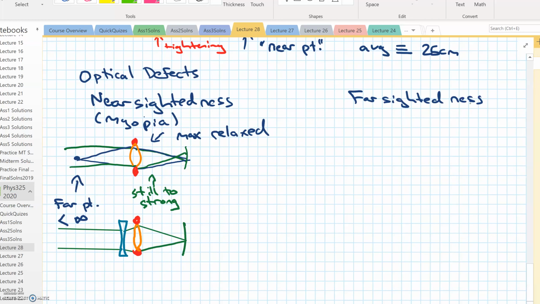You can easily see objects at infinity, but maybe your eyes have to be slightly tensed when looking at distant objects. And it can lead to things like headaches and stuff. I'm not a real doctor, so don't quote me on any medical information. But farsightedness, you can typically see far, but your near point is much greater than 25 centimeters away. So this is called hyperopia.